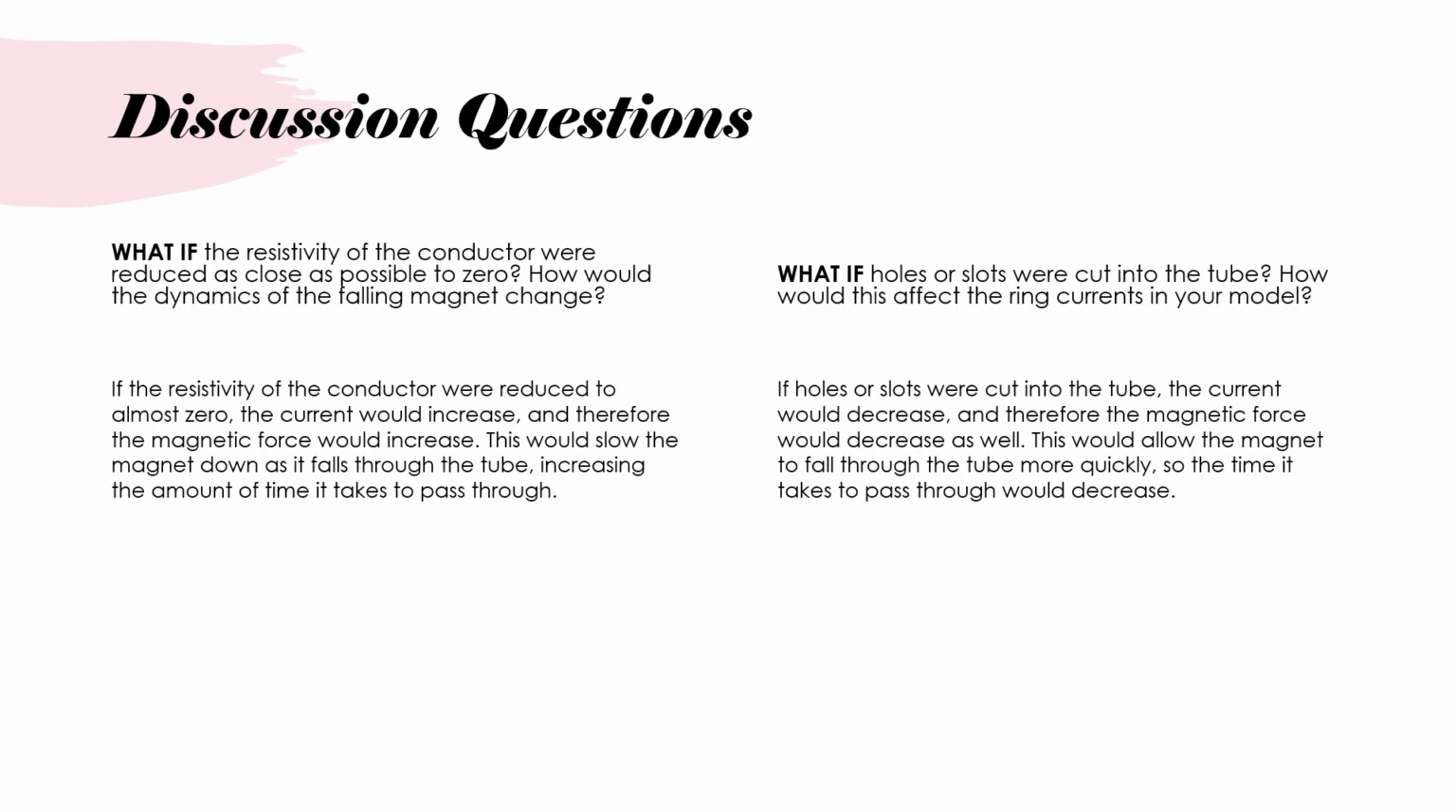Discussion questions: if the resistivity of the conductor was reduced to almost zero, the magnet would slow down as it falls through the tube, and if holes or slots were cut into the tube, then the magnet would fall through the tube more quickly.